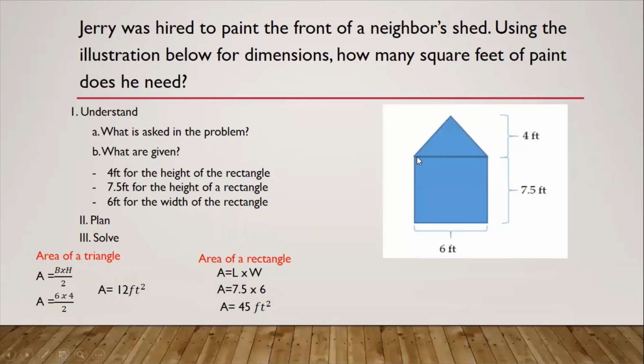And to find the total area of this composite figure, we're going to add area 1 and area 2. For area 1, we have 12. For our area 2, we have 45. So 12 plus 45, total square feet is 57 square feet. So it means to say, Jerry will be needing 57 square feet of paint to paint this shed.